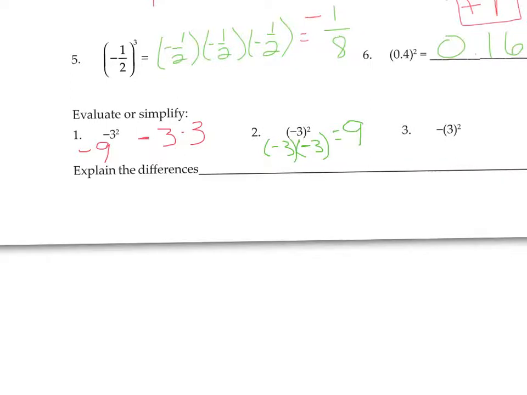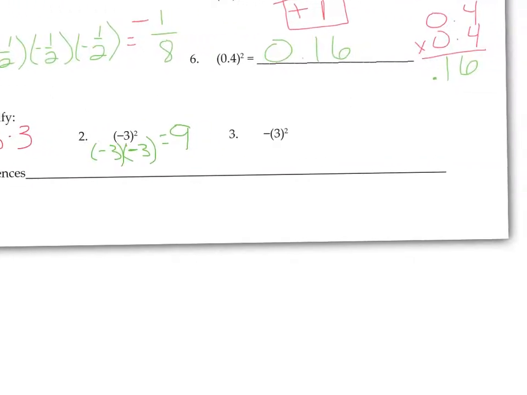What happens here on number 3? Again, the exponent's on the parentheses, so everything in the parentheses is being squared. In this case, that's still just 3 being squared, making the 9 and the negative in front. So this one also makes negative 9, because this negative isn't getting the square. There's only one of them, it's just in front.